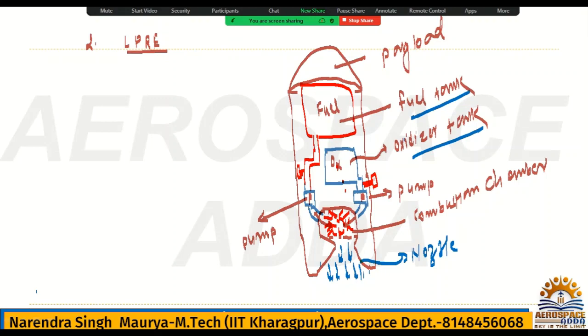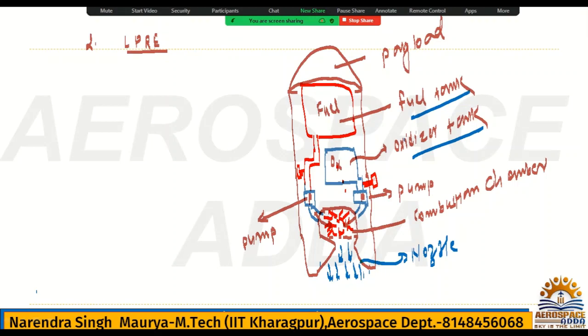It provides greater control over thrust. Obviously, you can reuse it, and at the same time, based on what amount of fuel and what amount of oxidizer you increase or decrease, you can control the thrust also.